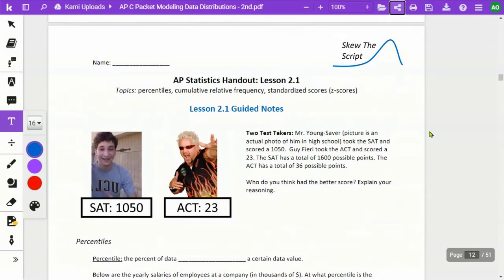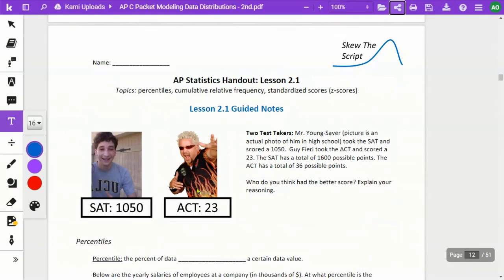So everyone, we've got 2 test takers here. This is my buddy Dash, or Mr. Youngsaver to you guys. And I don't think this is his real SAT score. That looks a little low for him. I think he lowered it on purpose. But his SAT is 1050. And then Guy Fieri's ACT score.